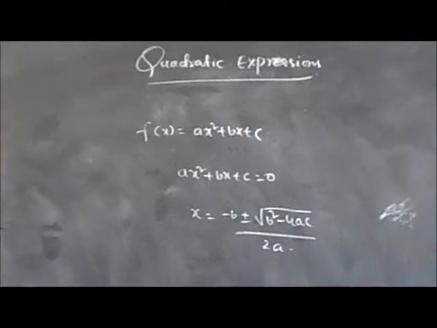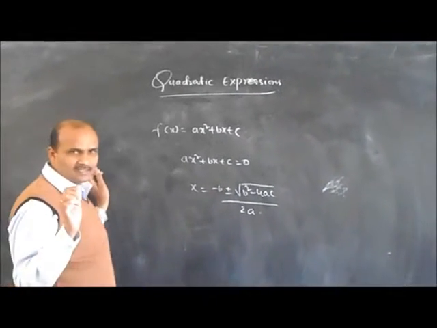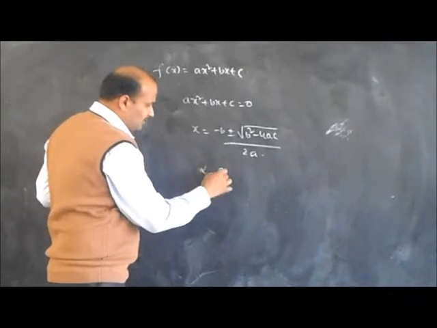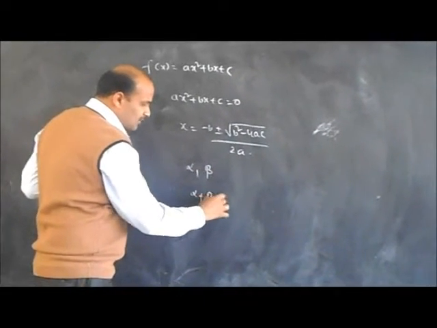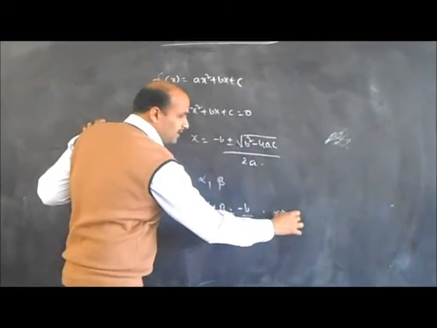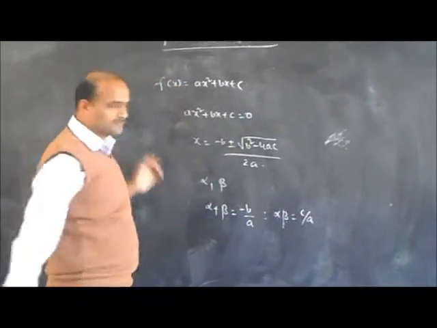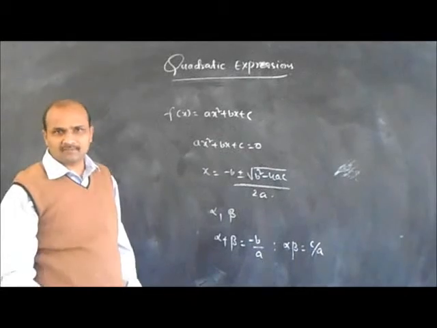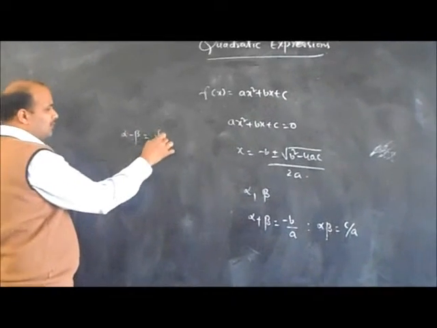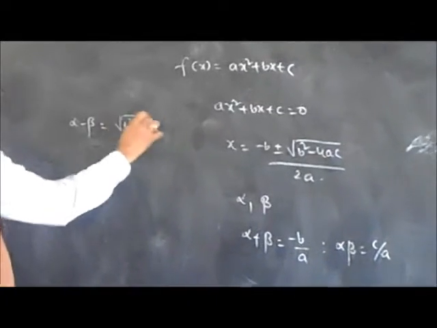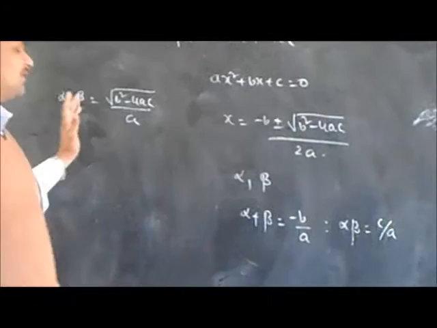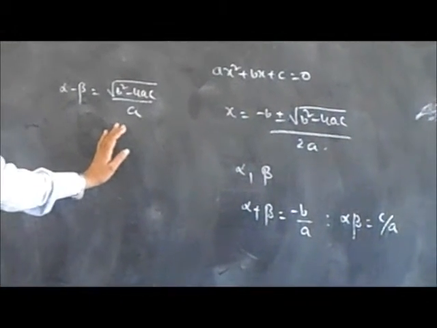What is the sum of the roots of this? The quadratic equation has two roots. The two roots are alpha and beta. So alpha plus beta is equal to minus b by a. What is the product of the roots? Alpha beta is equal to c by a. And what is the difference of the roots? Alpha minus beta is equal to root over b square minus 4ac by a. Sum, product and difference of the roots, right?